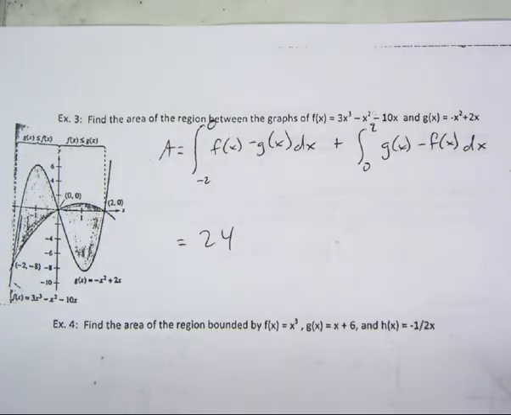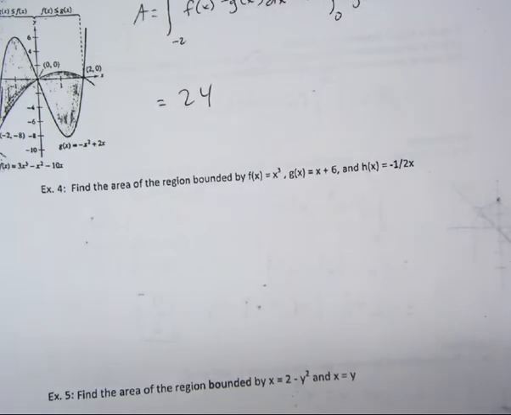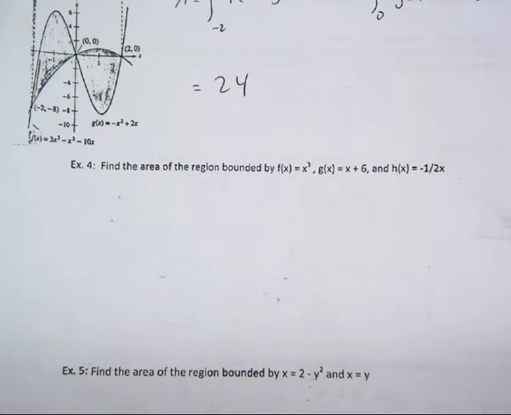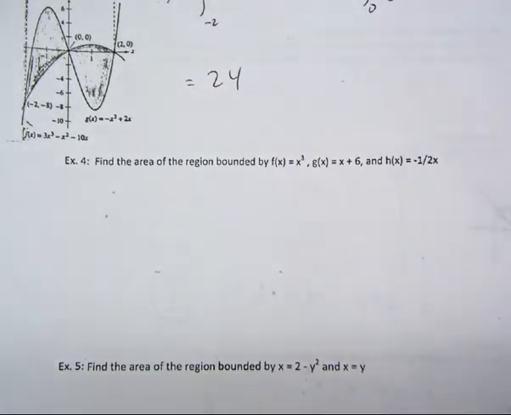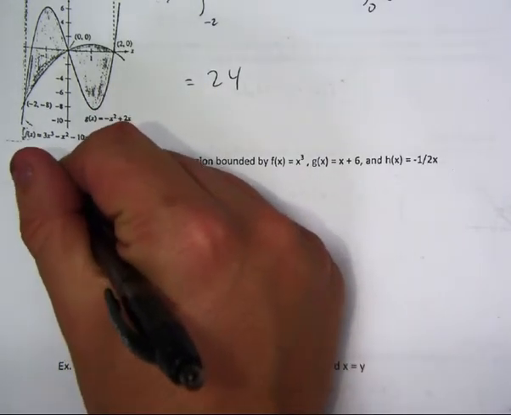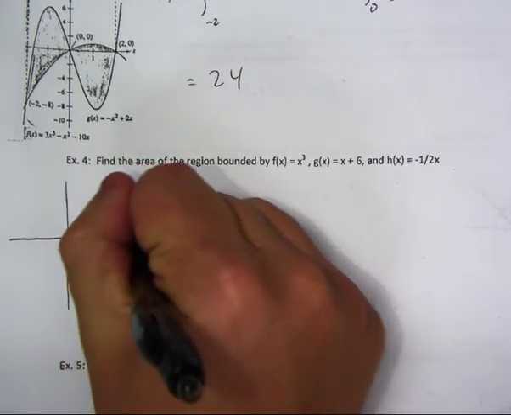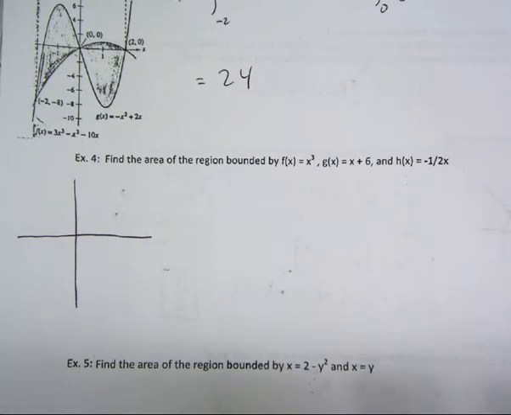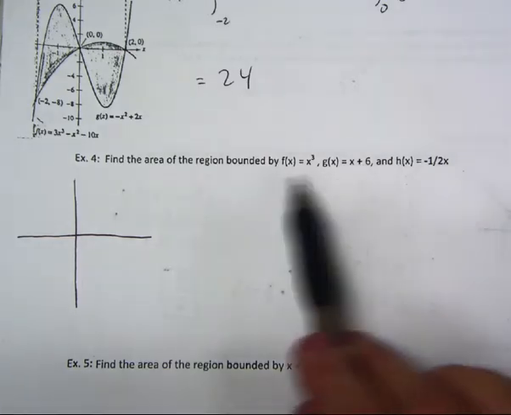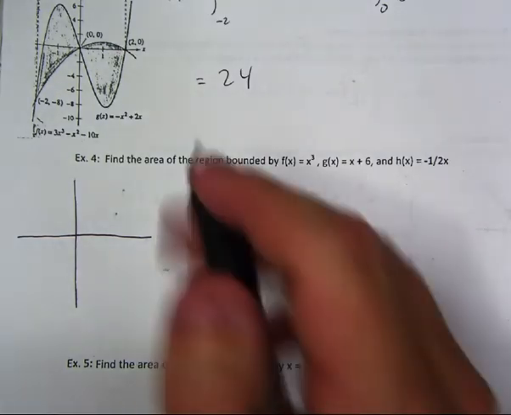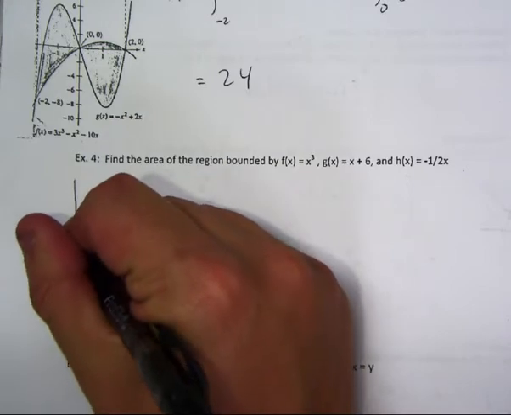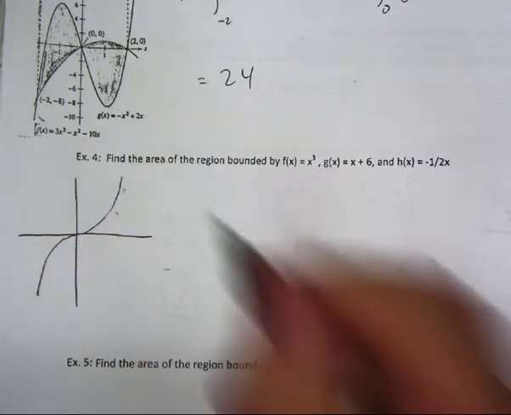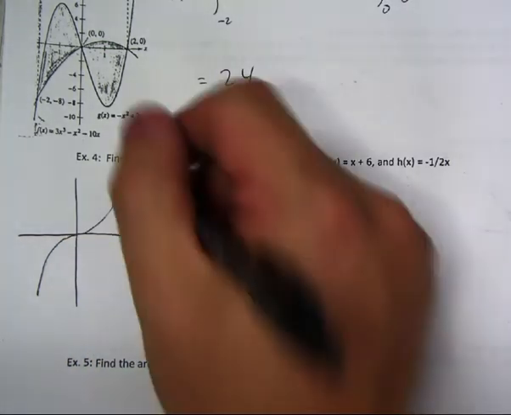Interesting. All right. The next one, so now we have 3 functions. Find the area bounded by f, g, and h. Well, let's see what in the world is going on here. So let's sketch this, and let's find out. It doesn't matter what order you do it. So y equals x cubed is that one. So that's f of x.